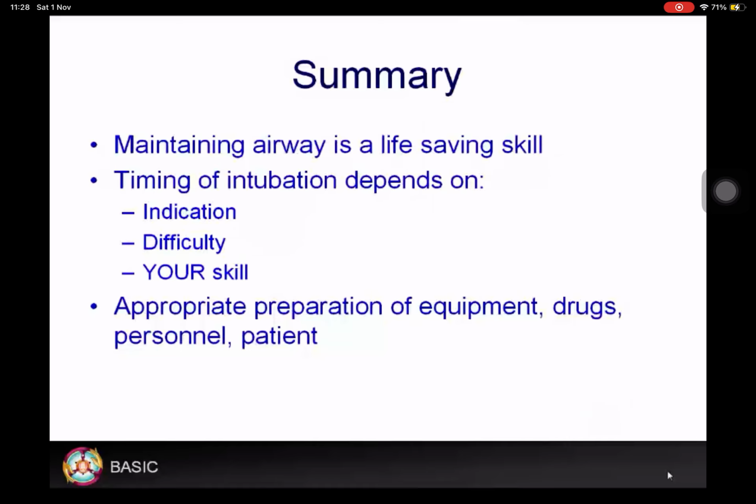In summary, maintaining a patent airway is a life-saving skill. The timing of intubation depends on the indication, anticipated difficulty, and your level of skill. It is vital to prepare your equipment, drugs, assistance, and the patient.